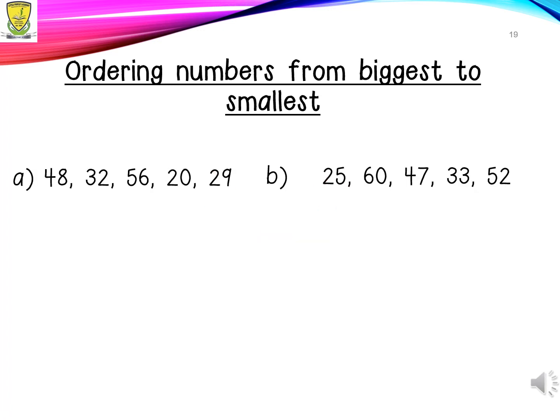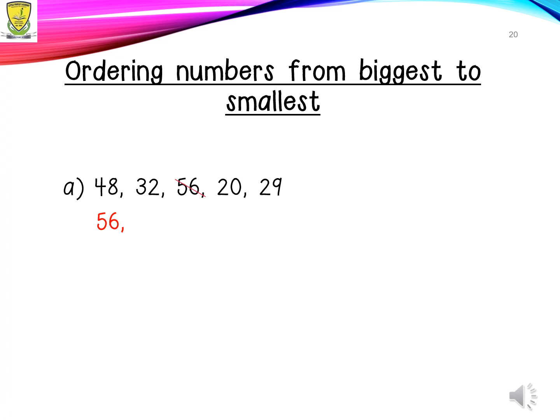Now, children, we are going to be ordering numbers from biggest to smallest. A. 48, 32, 56, 20, and 29. Then we have B. 25, 60, 47, 33, and 52. Now we're going to be doing A. Remember, children, we are ordering from biggest to smallest.